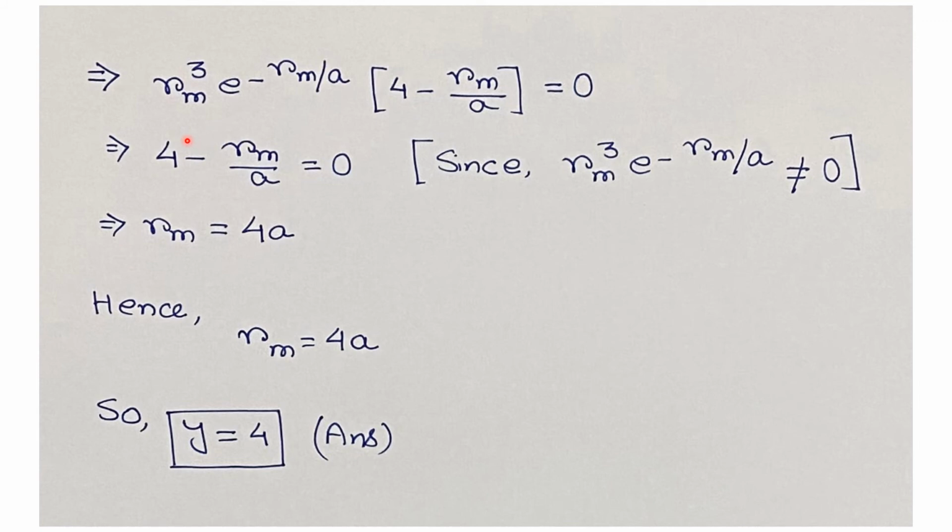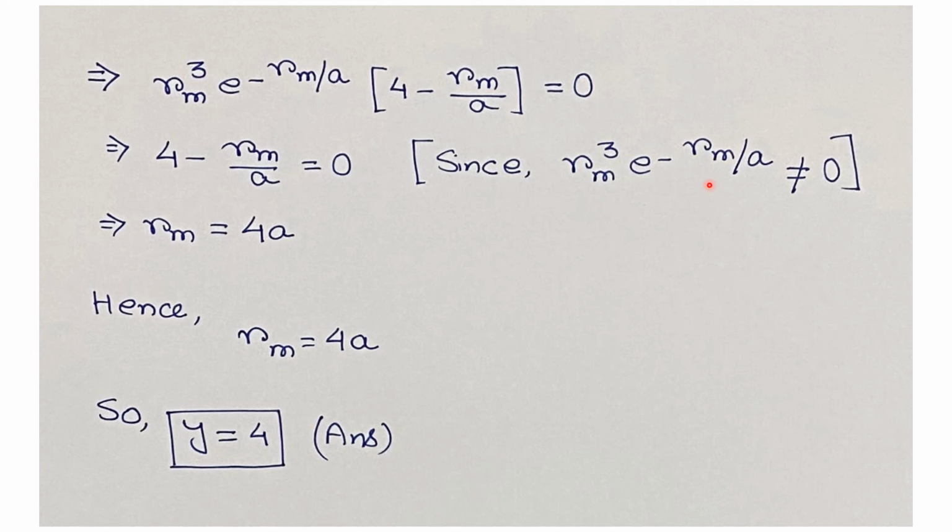Now we'll take Rm to the power 3 times e to the power minus Rm by a as common, and the remaining term will be 4 minus Rm by a. So from here we can conclude 4 minus Rm by a equals 0, since the remaining part, Rm whole cube times e to the power minus Rm by a, is not equal to 0, because Rm cannot be infinity or Rm cannot be 0. So the electron cannot exist within the nucleus, so Rm cannot be 0 in this case.